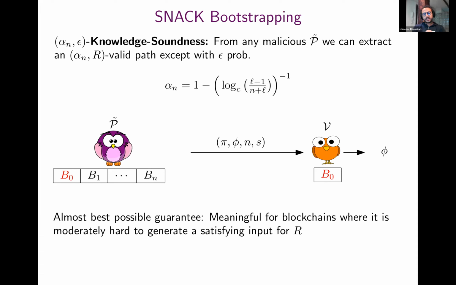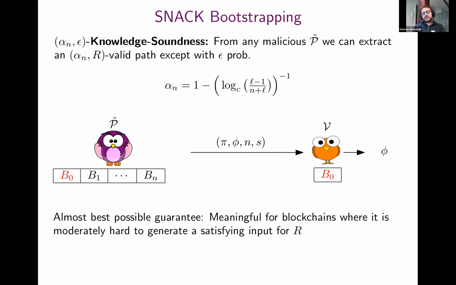Finally, I would like to say that the guarantees of the SNACK system are extraction guarantees. But how meaningful are they in different blockchains? If the blockchain is moderately hard to mine, then these guarantees are meaningful. Say in a proof of work blockchain, generating a long sequence of blocks that are computed sequentially and have valid proof of work is a heavy computation, and a heavy price to pay if you want to cheat a verifier. So this has value and meaning.